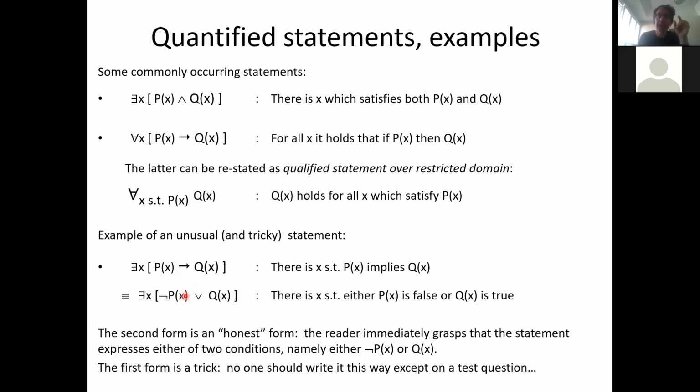However, this tests your fluency in logic, because this is a statement that is bound to confuse people who don't have logic at the tip of their fingers, and they might read this in a similar way as this one.